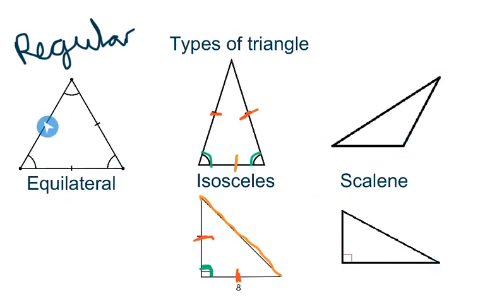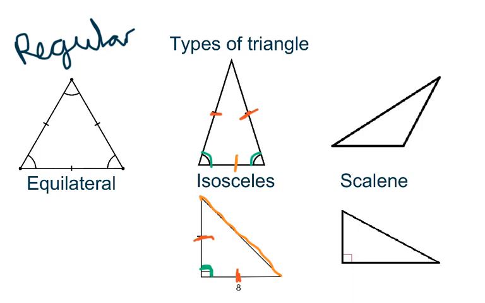So we have 3 main types of triangle, but on 2 of those you can get the right-angled version too. So equilateral, all sides and angles equal. Isosceles, 2 sides and angles equal. Scalene, no sides and angles equal.